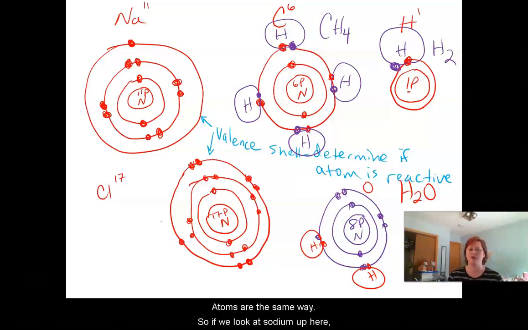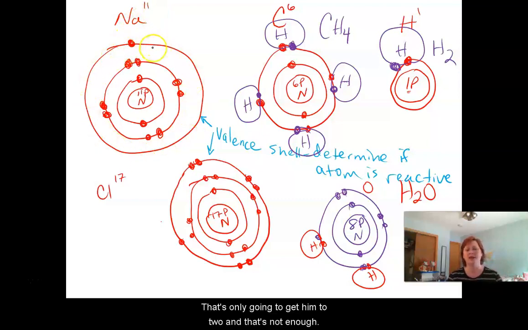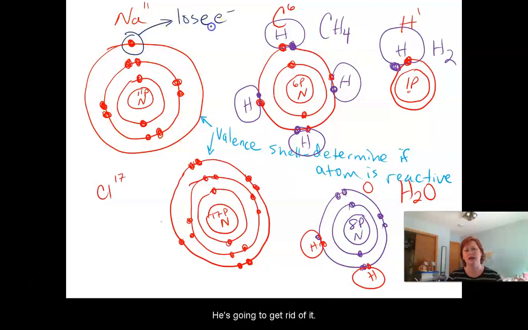Atoms are the same way. So if we look at sodium up here, it's only got 1 electron, which means it can only get 1 electron in return from somebody else. That's only going to get it to 2, and that's not enough. And it really wants its outermost shell to be full. So what sodium's going to do, and really any atom that has fewer than 4 electrons out here is going to do, is just lose that electron. It's going to get rid of it, ditch it. This now has become its valence shell, and it's full with 8, and it's happy.